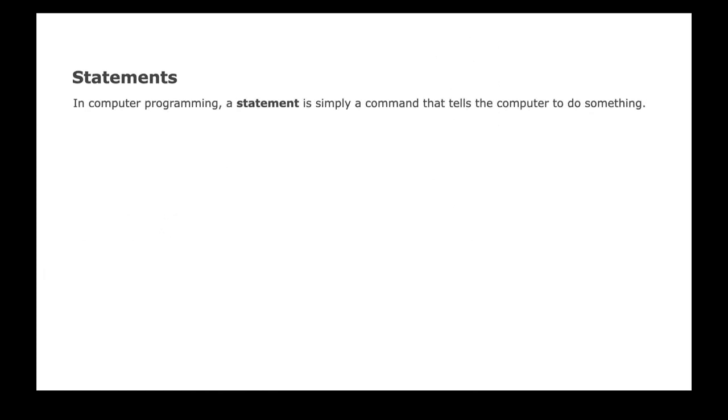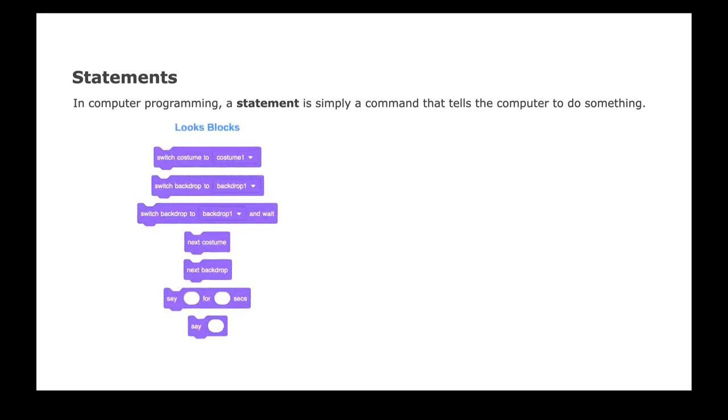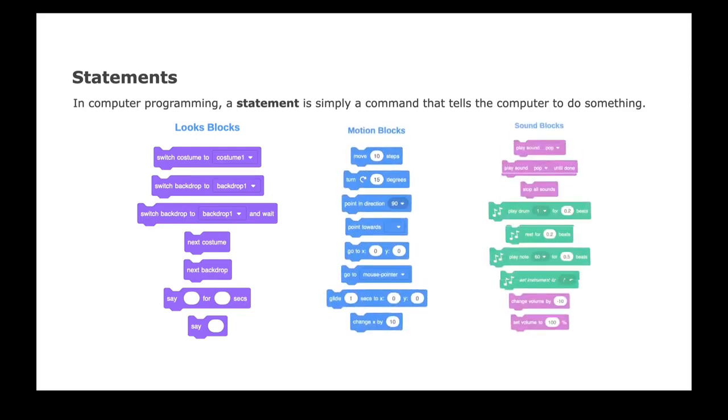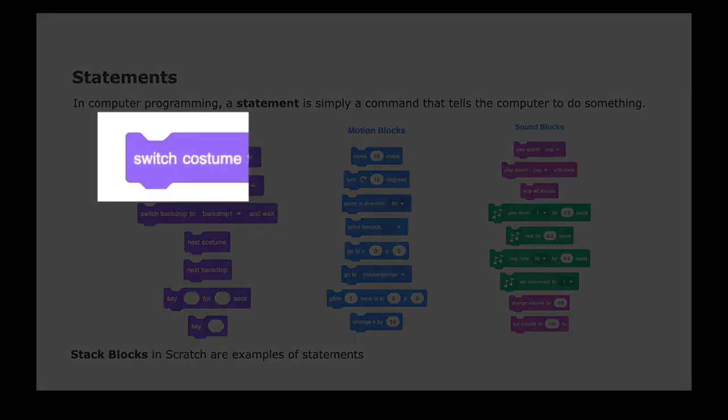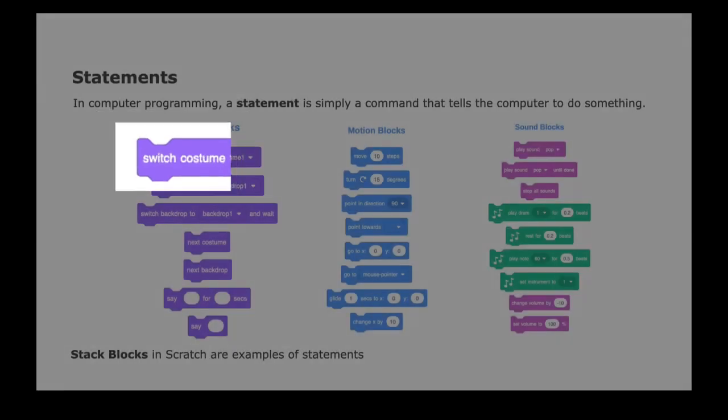In computer programming, a statement is simply a command that tells the computer to do something. So in Scratch, the looks blocks, the motion blocks and the sound blocks are examples of statements. And these kinds of blocks in Scratch are called stack blocks because they have this groove like a jigsaw puzzle, and you can create a stack of blocks by adding more blocks together.